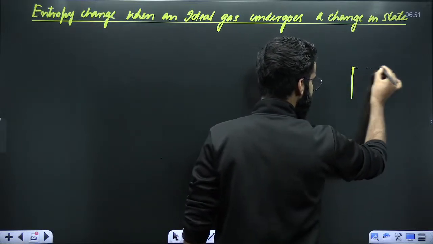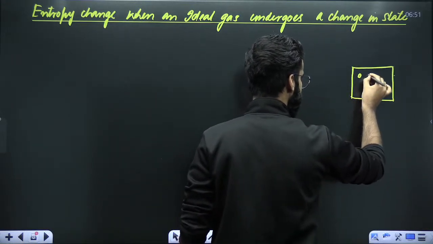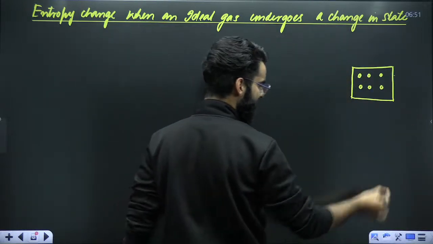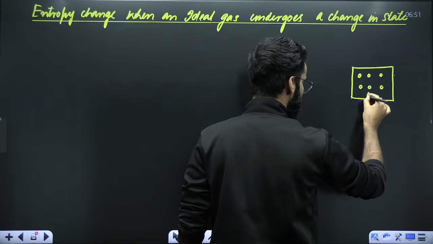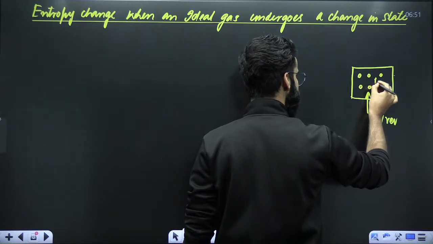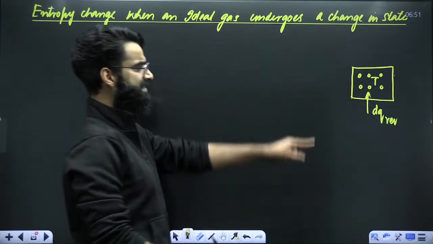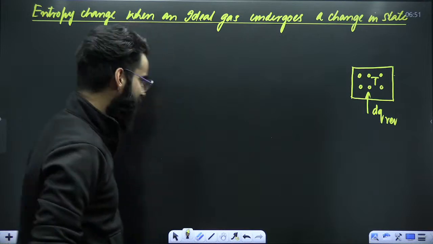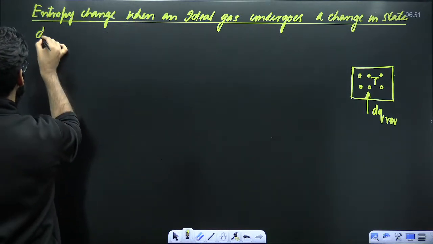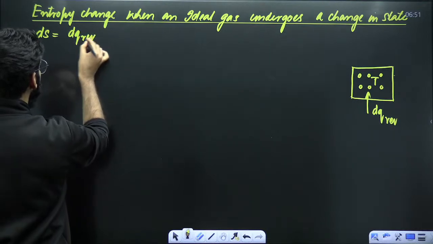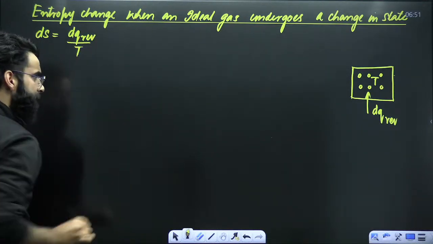For example, this is the ideal gas in the container. Let's say we are supplying dq amount of heat reversibly to this gas, which is at temperature T. Since we are supplying dq amount of heat to the gas, there will be entropy change of the gas. That entropy change of the gas I'm representing with dS. So dS has to be equal to dq reversible upon temperature.